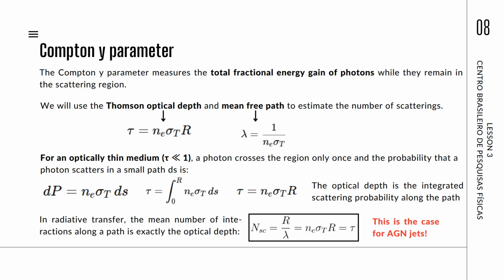So the number of scatterings will be 0.0000001, for instance. Okay, it's just the average. The photon, is it scattered or not? But on the average, it will be identical to the optical depth.